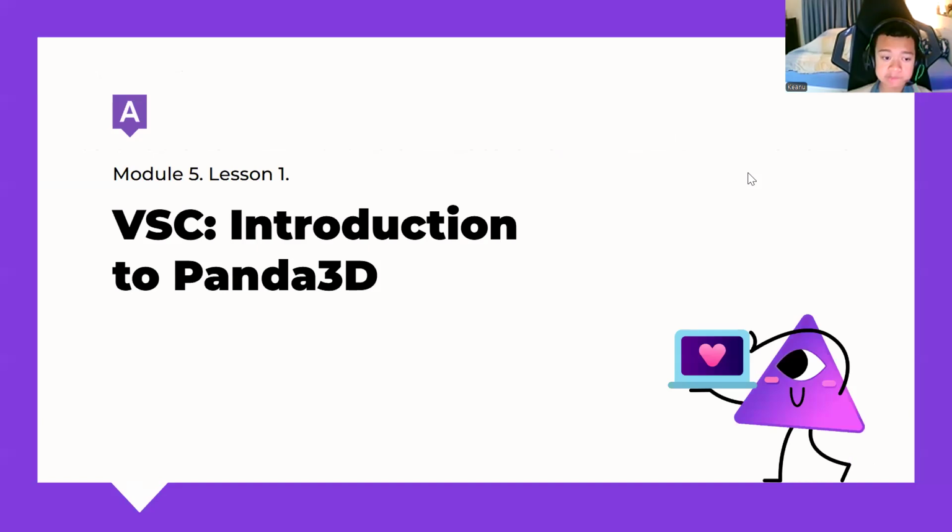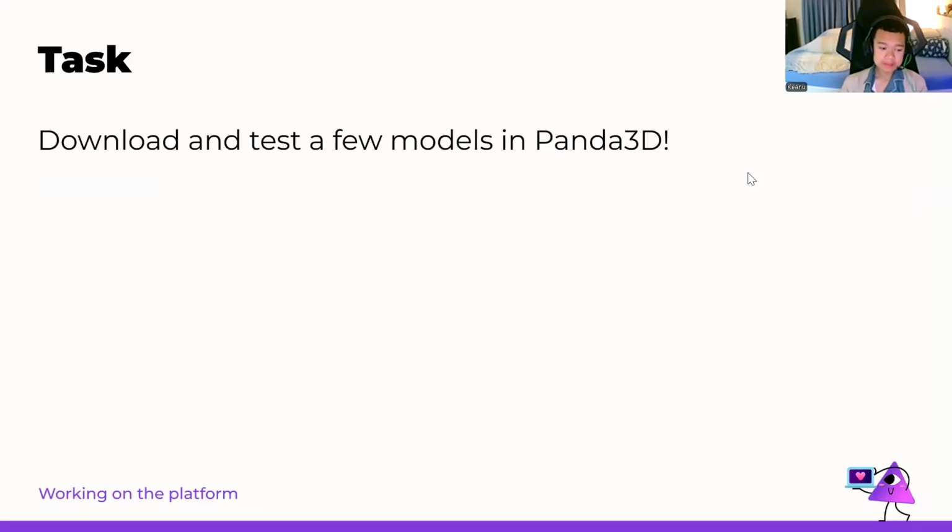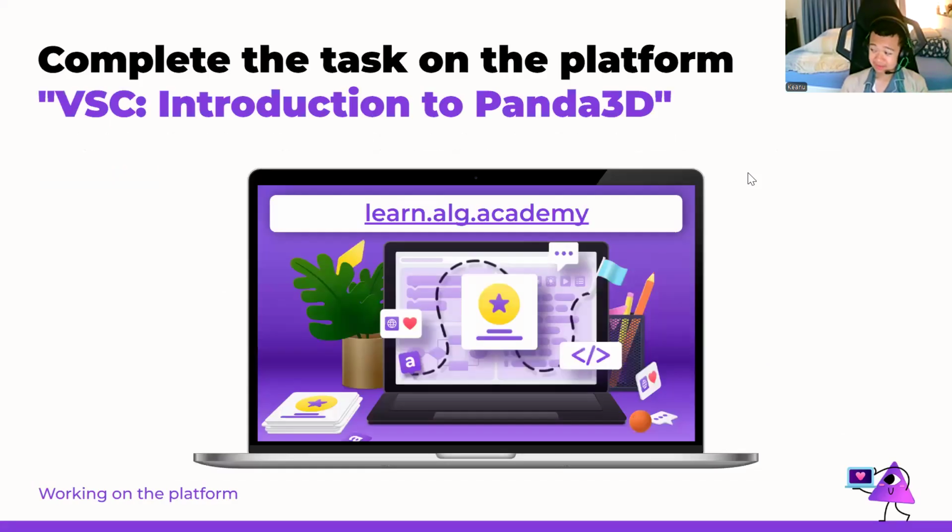Okay, so that's it. Maybe after this we will try to solve the practical task in Visual Studio Code. Let's go. We open Visual Studio Code. You can open VS Code and download and test a few models in Panda3D.